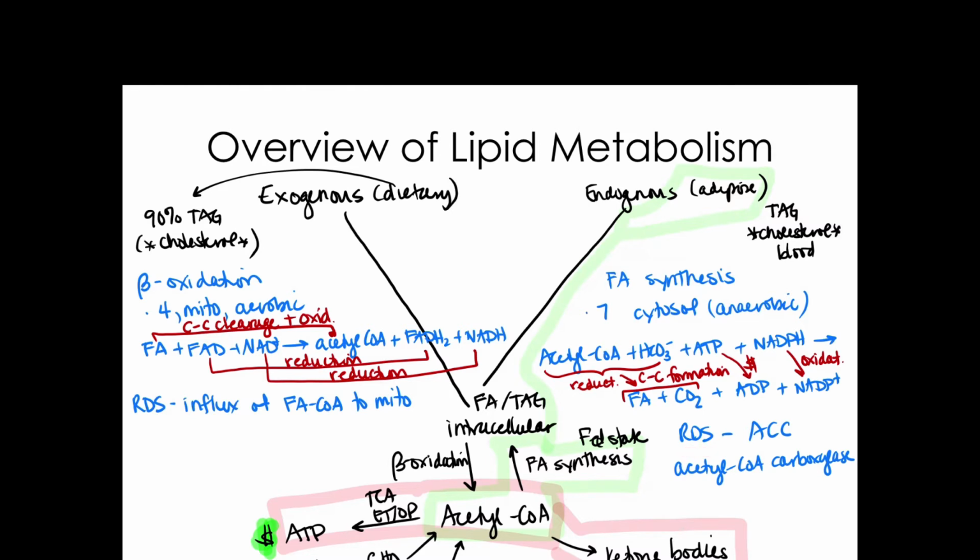The rate determining step here for fatty acid synthesis is ACC, acetyl-CoA carboxylase. So actually none of these 7 steps that we have here in fatty acid synthase are really rate controlling. The rate controlling step is actually acetyl-CoA carboxylase, which is involved in this chemistry that we have here.